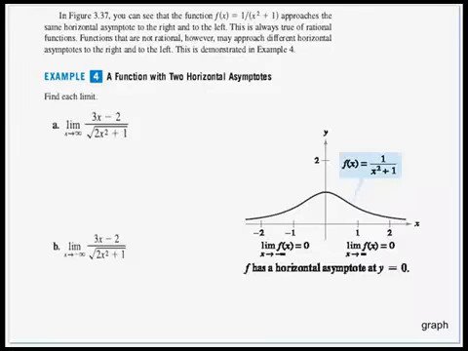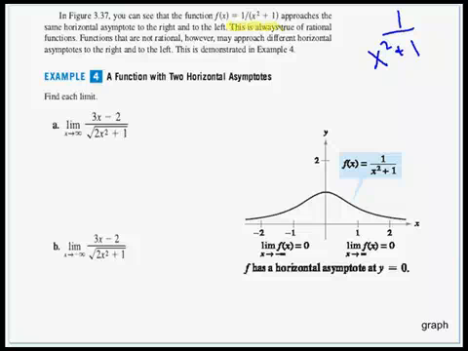And before we start example 4 here, if we read, it says in the figure down here, you can see that this function f of x is 1 over the quantity x squared plus 1. As that approaches, it approaches the same horizontal asymptote to the right and to the left. As we plug in larger x values off toward positive infinity, we see the graph of this function is headed down, and it looks like it's approaching a horizontal asymptote of the x-axis, or y equals 0. And that is also true as we head off to negative infinity, high negative x values. It looks like we're headed toward the same horizontal asymptote.